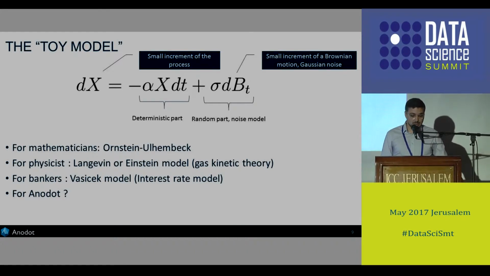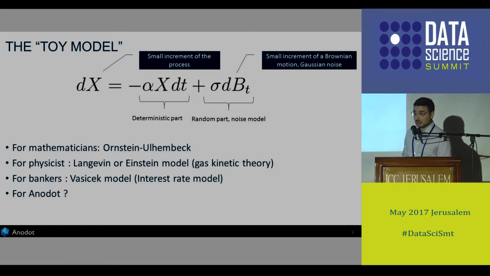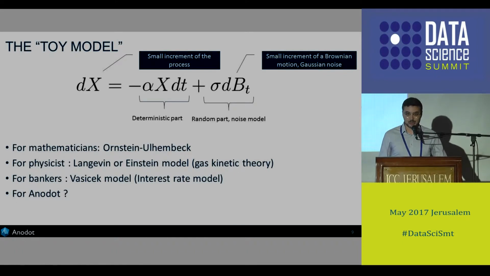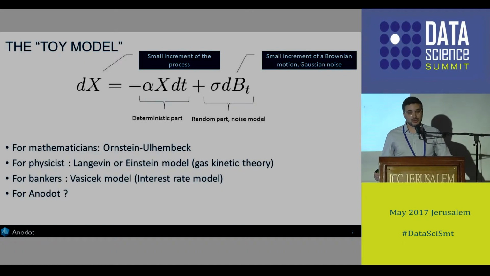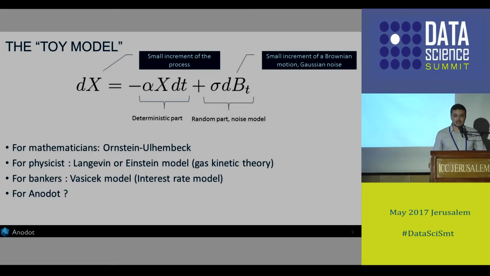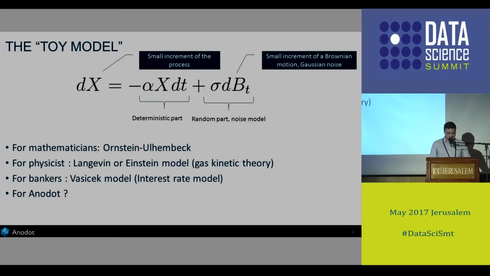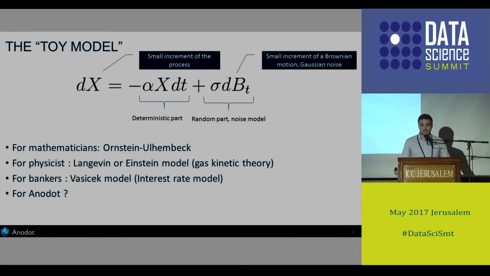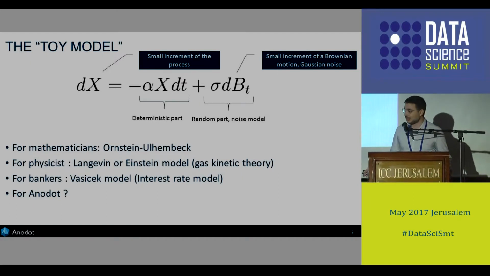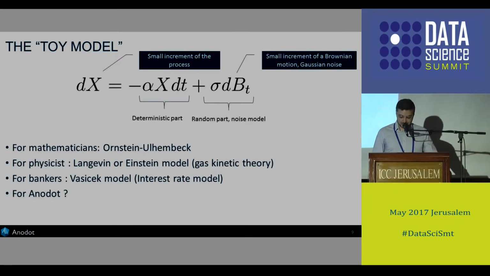So why did I decide to discuss this model? First, for mathematicians, it's known, with a very complex name given by the people who study it. For physicists, it's also known, but in their world it has another name. It mainly came from the theory of gas kinetics. For bankers, it's also very well known. This is a very well-known model for interest rates. And the question is, for ANODOT, what is this model? We will see soon. I will not answer this question now.